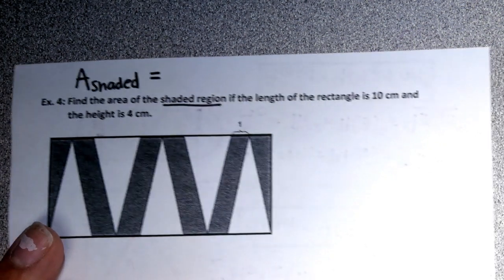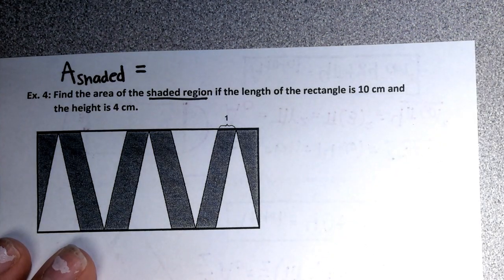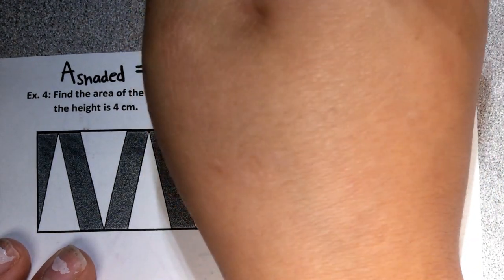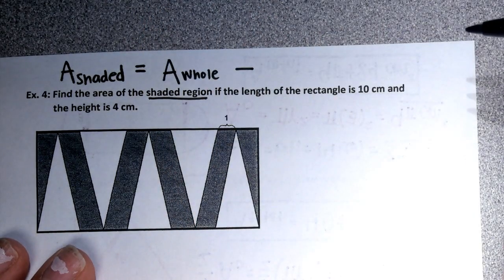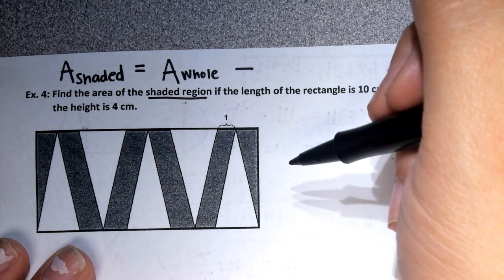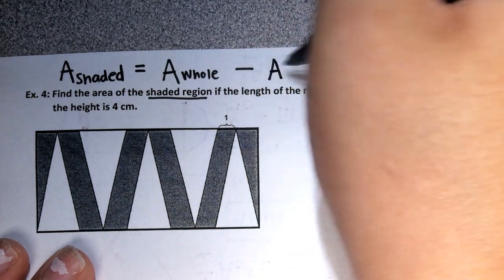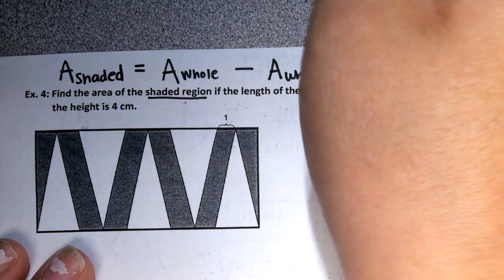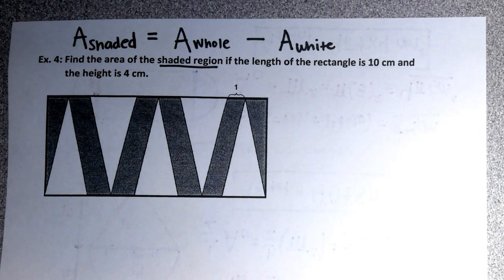So I want you to write this at the top of your page. The area of the shaded region is going to be what? The area of the whole or area of the total minus, well, it's not always going to be triangles, but what is it going to be? The area of the unshaded, or I'm going to say white, but you could put unshaded. Does that make sense? Find the area of the total and then subtract from it the area of the white.